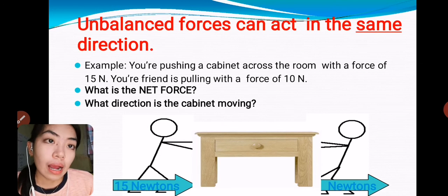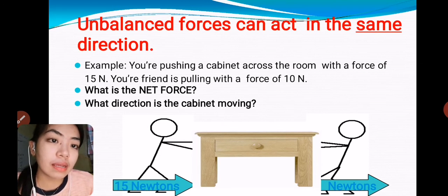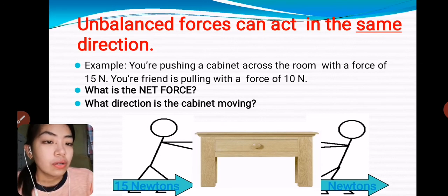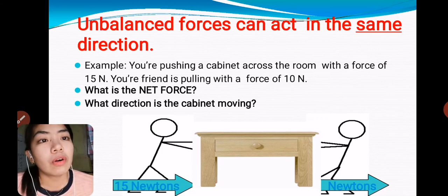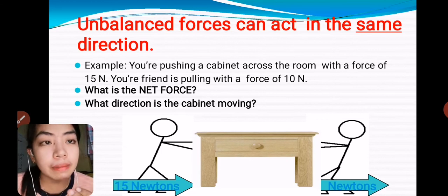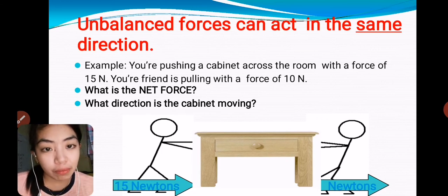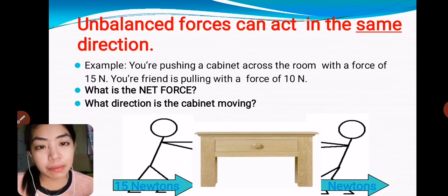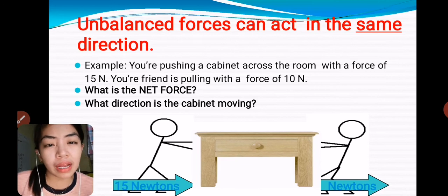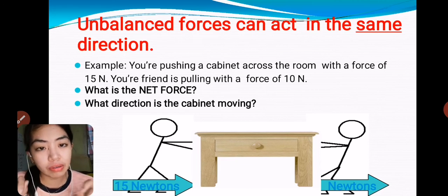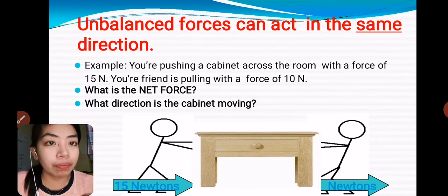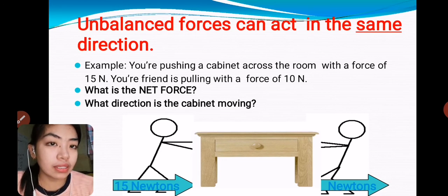Next. Unbalanced forces can act in the same direction. So, just like this one. Or, pag sinabi natin unbalanced, meron siyang movement. Yun nga lang, same direction. Kanina kasi yung mga example natin, yung mga hinihila yung rope na magkaiba ng direction. Isang going to the left, isang going to the right. So, this one naman is the same.